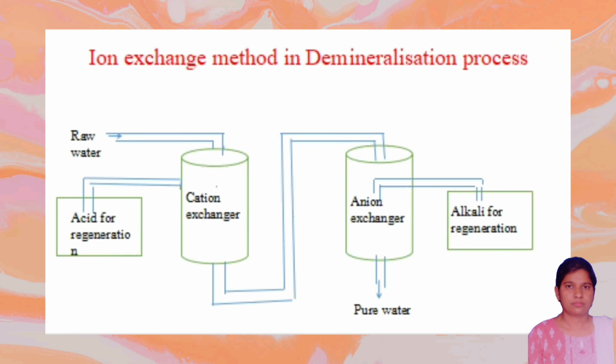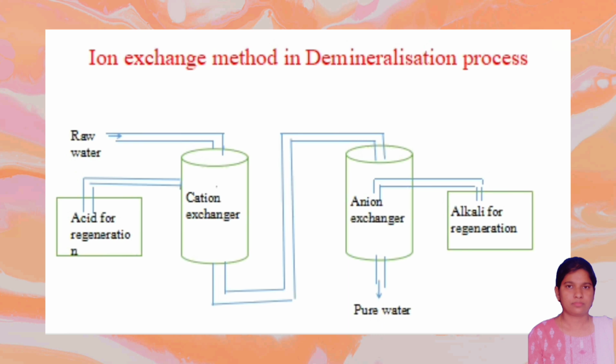When raw water is allowed to pass through a cation exchanger containing cation exchange resin having exchangeable H plus ions, the H plus ions of the resin are exchanged by cations present in water. The resultant water is then allowed to pass through an anion exchanger containing anion exchange resin having OH minus ions. These OH minus ions of the resin are replaced by the anions present in water. Thereby, the resultant water contains only hydrogen ions and hydroxyl ions, which makes the water pure.